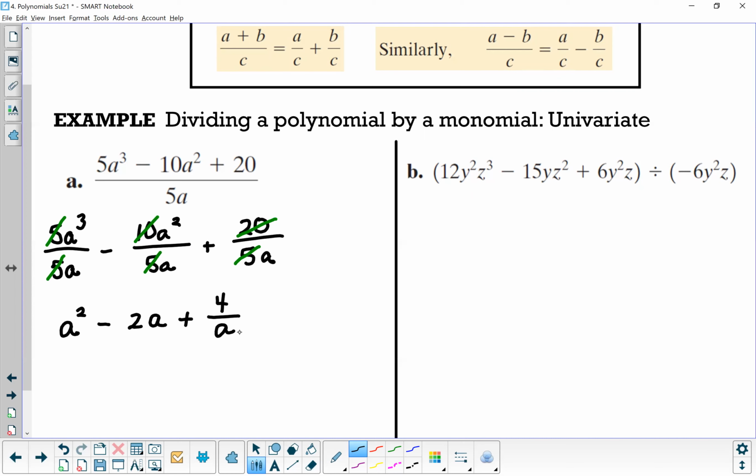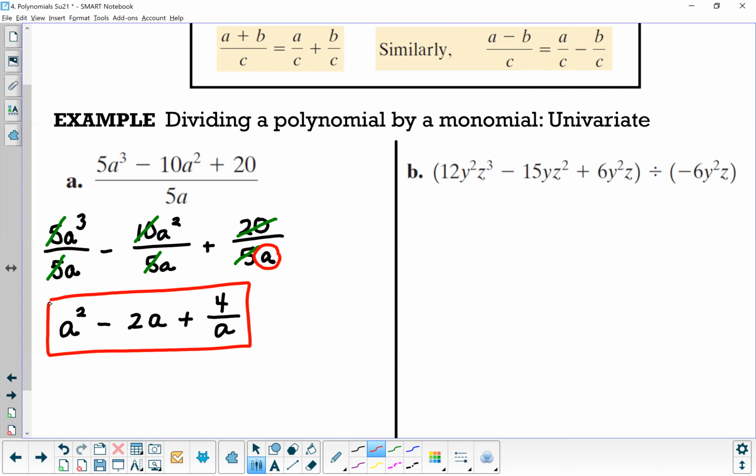over a. Notice how you have that a in the denominator and we don't have anything to reduce it with, so we still have that a factor left in the denominator on that last term. So that is that.